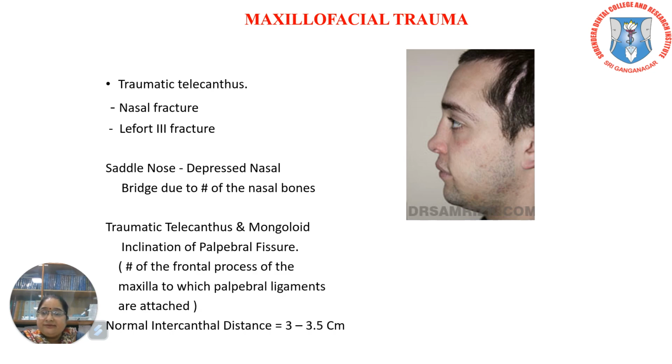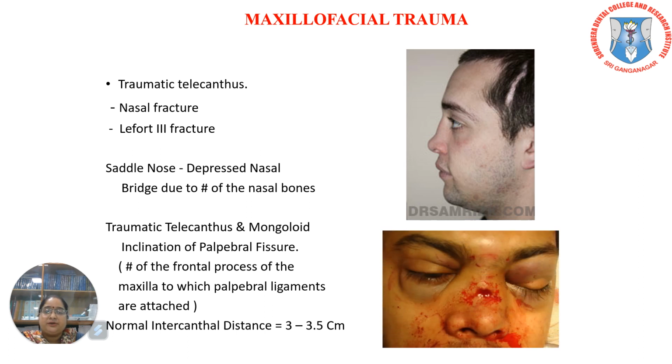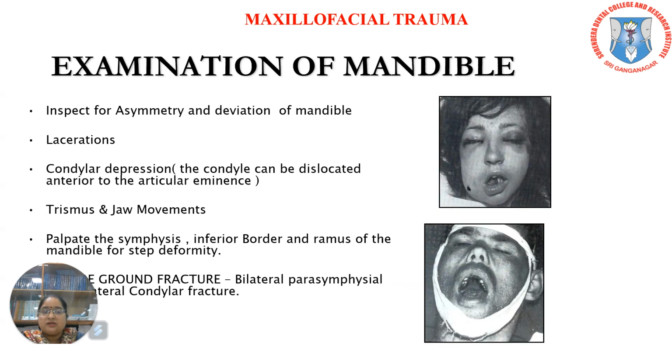Traumatic telecanthus, nasal fracture, Lefort 3 fractures. These are pathognomonic for the naso-orbito-ethmoidal fracture. Saddle nose, depressed nasal bridge due to the nasal bones. Traumatic telecanthus can be there. Mongoloid picture can be there, that is inclination of the palpebral fissure. That is fracture of the frontal process of the maxilla to which the palpebral ligaments are attached. Normally the intercanthal distance is around 3 to 3.5 centimeters. See, we can see the saddle nose and an NOE complex fracture is there, and the intercanthal distance is increased.